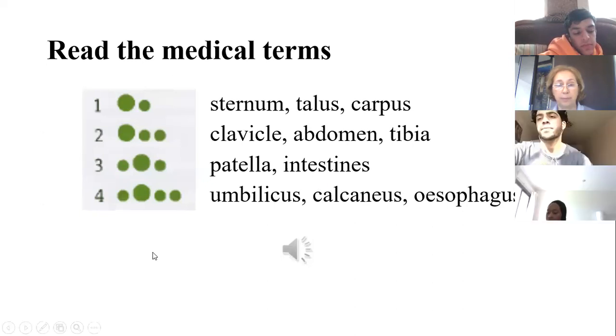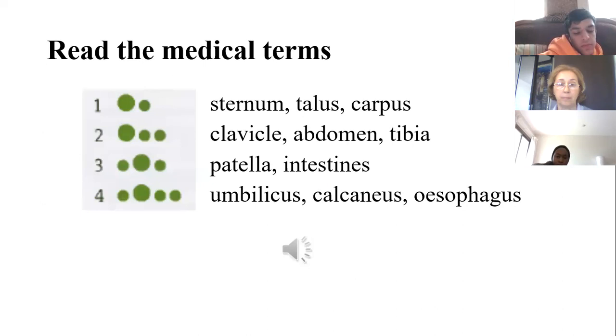of these words. Pronunciation. 1. Sternum, talus, carpus. 2. Clavicle, abdomen, tibia. 3. Patella, intestines. 4. Umbilicus, calcaneus, esophagus. Okay, who can read all the words?